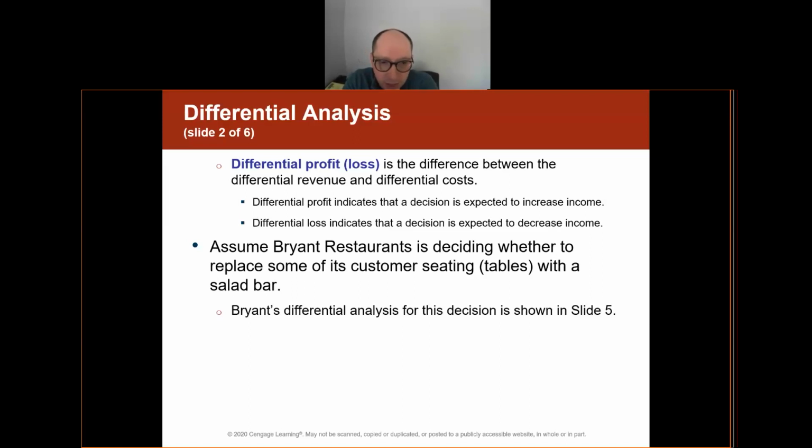So let's take a look at an example. Some of you are hospitality majors, so you will enjoy this example. Let's assume that we have a restaurant, and our restaurant is trying to make a decision to remove some customer seating and replace the customer seating space with a salad bar. And we can run what we call a differential analysis to help us make this decision.